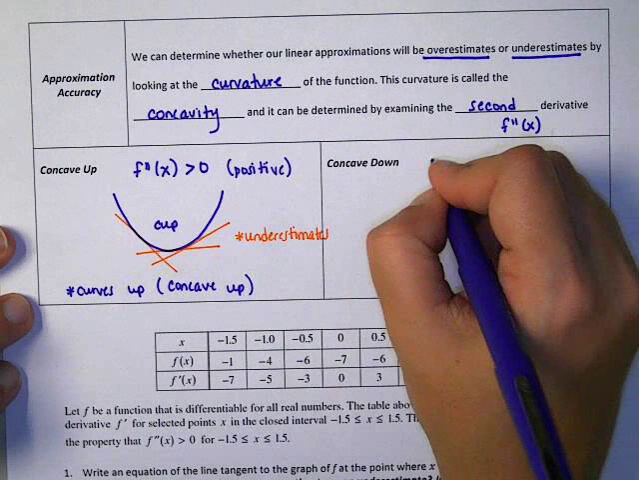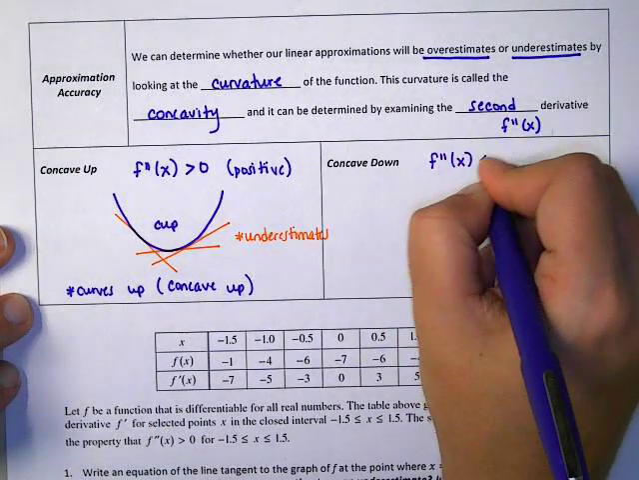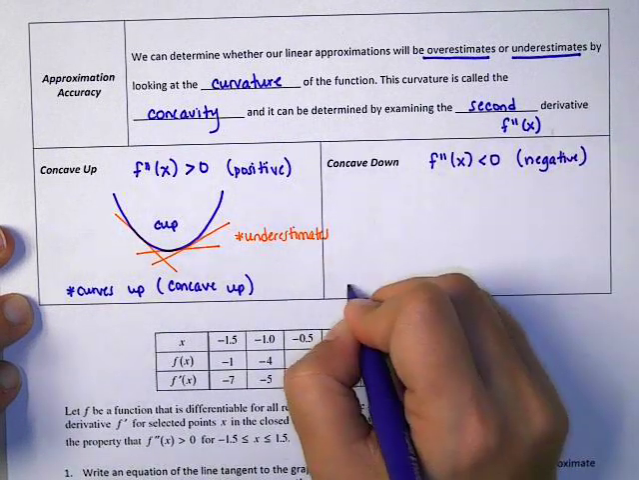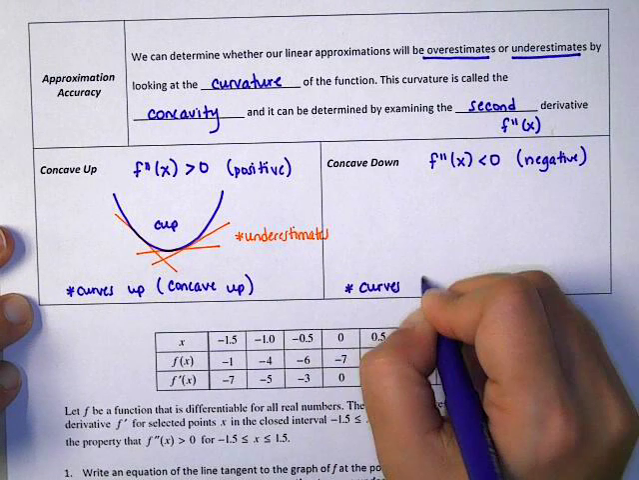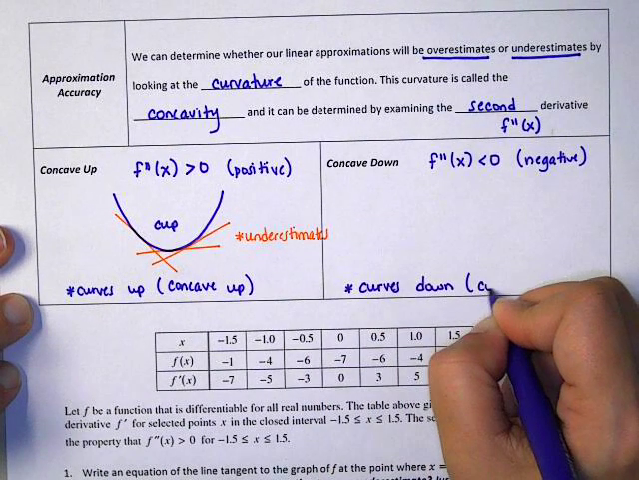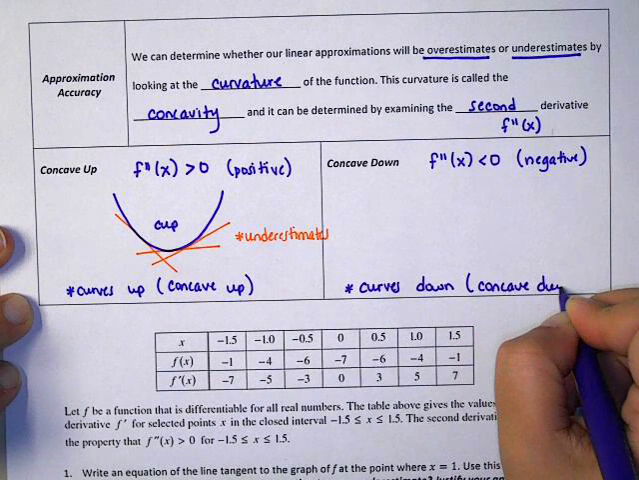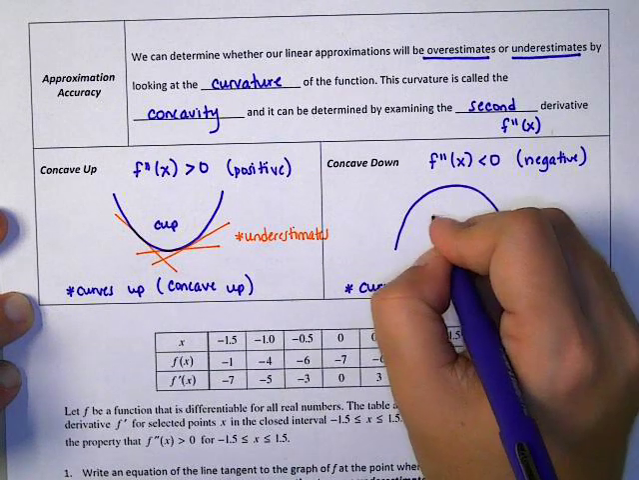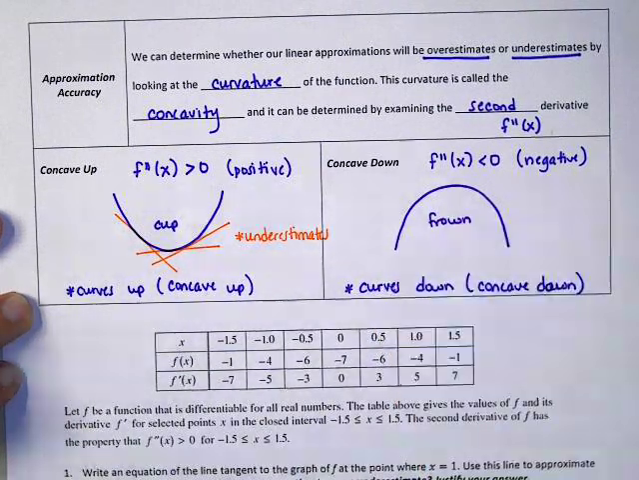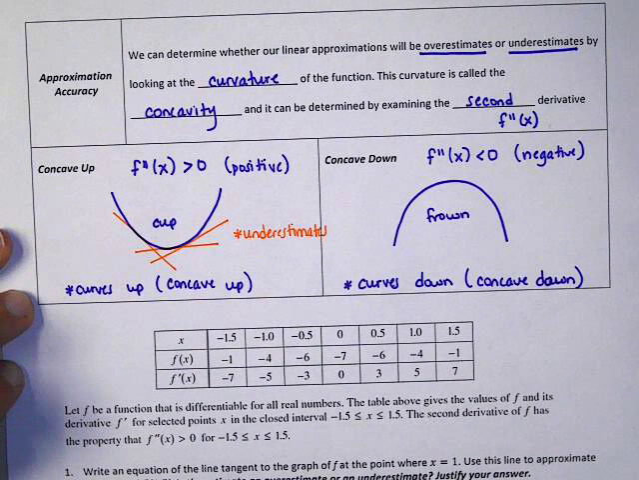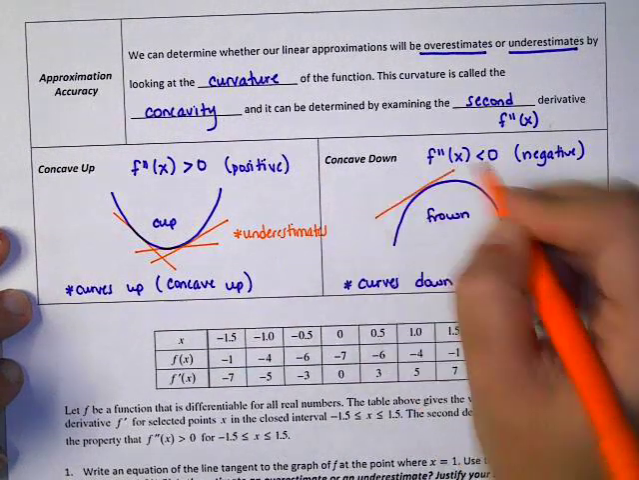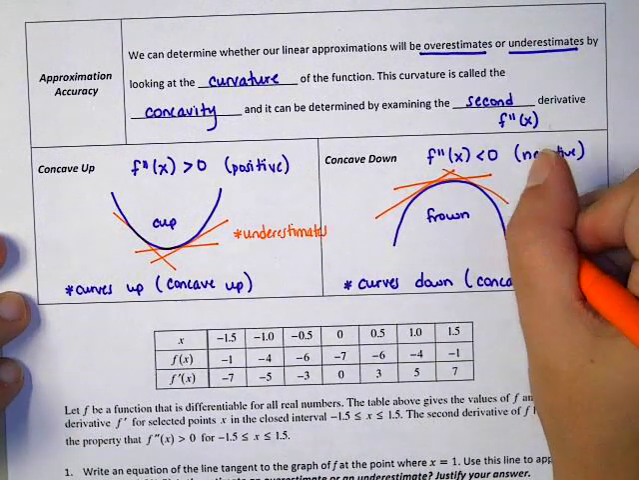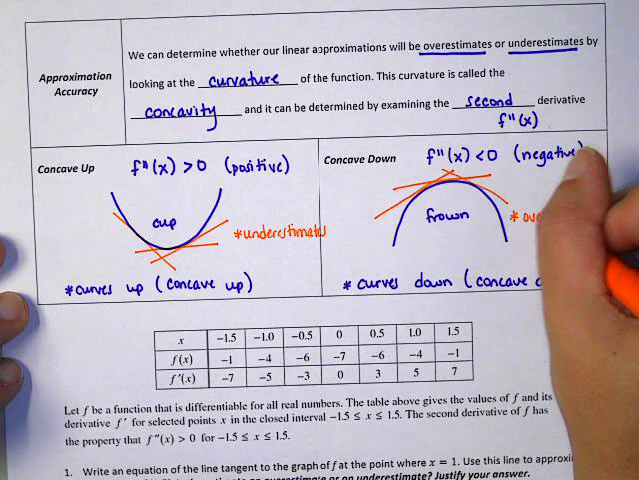Whenever your function has a second derivative that is less than 0, which means that it's negative, we say that it curves down. In other words, it's concave down. Now, I like to think about this as curving down is like a frown. Whenever your function has a negative second derivative, it curves down like a frown. So if you draw your tangent lines, they're all above the curve, which means all of your estimates will be overestimates.